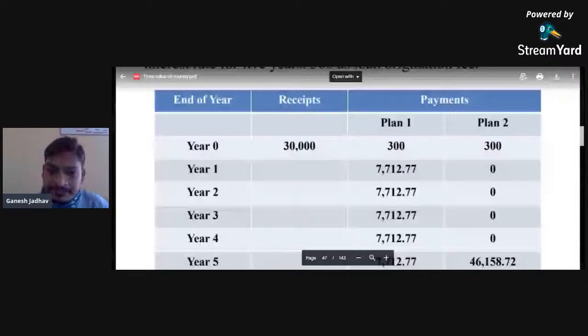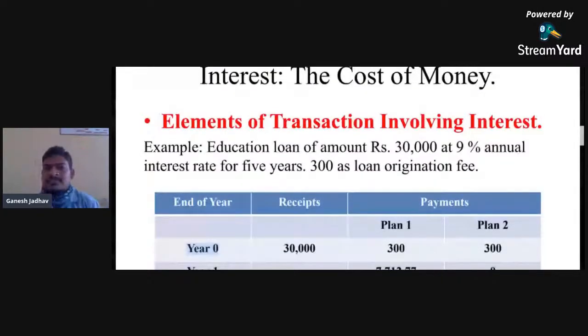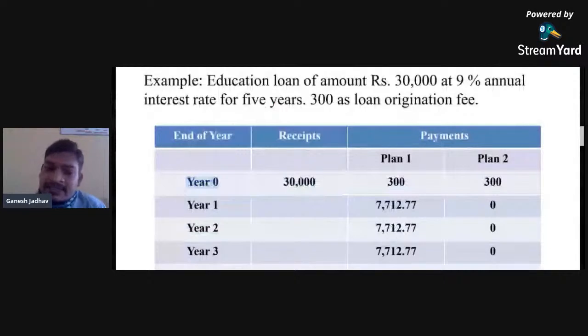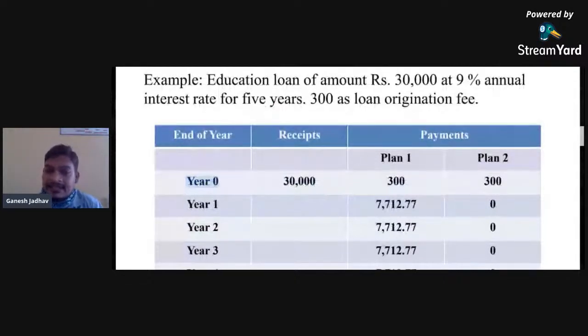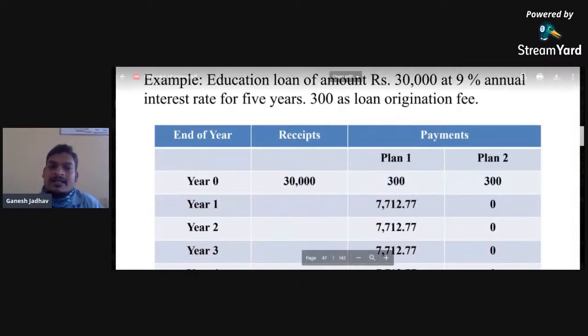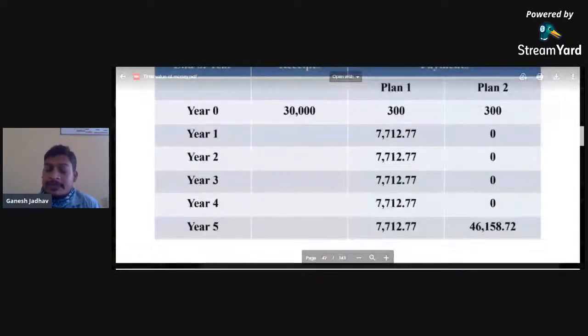Okay, so whatever 9%, so these are the 7,000 and 712 also. Okay, so this is the planning, monthly planning. Okay, so in the first month you are required to give only the 300 rupees. Okay, because the receipt, the planning, or the loan amount is the 30,000 also. Okay, this is the 30,000, and you are required to pay that particular money per year.